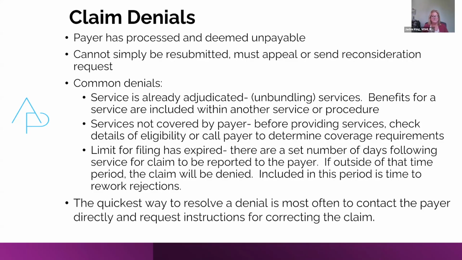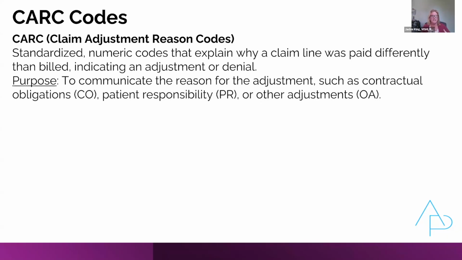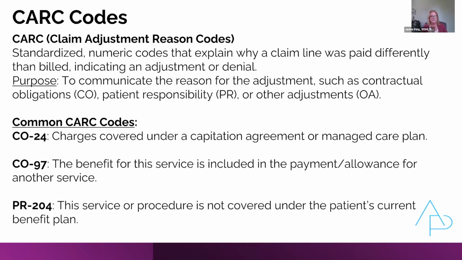The quickest way to resolve a denial is often to just get a hold of the payer directly and say, give me some instructions. Codes come back with denials on your claim remittance advices. A CARC code is a claim adjustment reason code. It tells you the main reason for the payment difference, like this wasn't covered. It's telling you the adjustment. Is it a contractual obligation? Is it falling into the patient responsibility bucket? So here are some common CARC codes: it's under a capitation agreement or managed care plan, it's already bundled for another service, or it is not covered.